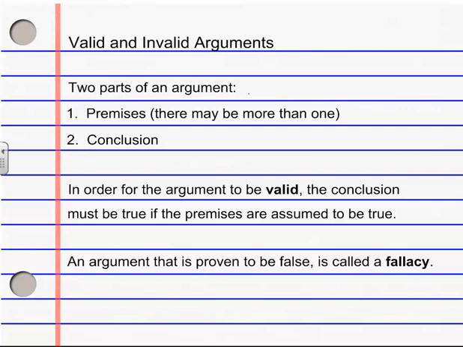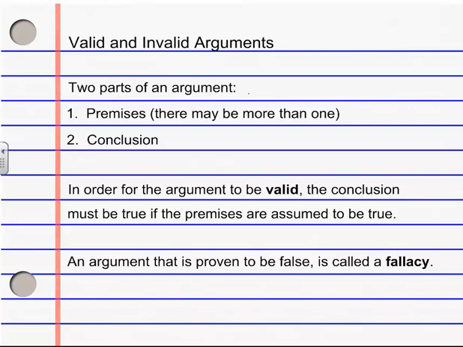Now there are two parts of every argument. And kind of think about an argument like a jury trial. So you know that in a jury trial you have attorneys and they're making arguments. Now they're making arguments on different sides, and they're hoping that the jury will come to a certain conclusion based on those arguments. Now in the argument there are two things. There are premises and then there's a conclusion. Now in order for the argument to be valid, the conclusion must be true if the premises are assumed to be true. So think about this idea of valid and invalid arguments somewhat like a jury trial.